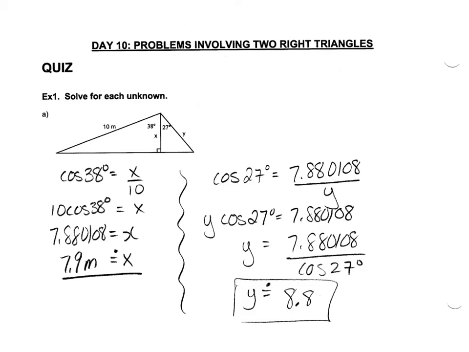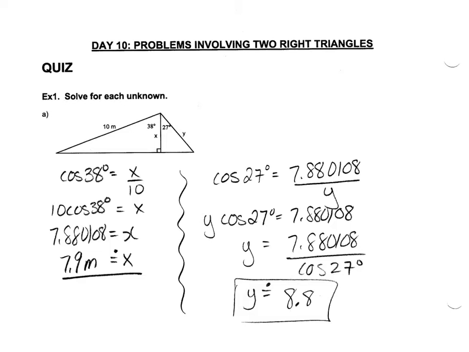Okay, so we're doing problems involving two right triangles. Right now, we could have right angles that we have to deal with, so we'd be using SOHCAHTOA. Later in the note, we might end up having sine law or cosine law show up. We want you to use the most efficient way possible. So let's take a look at the first one.